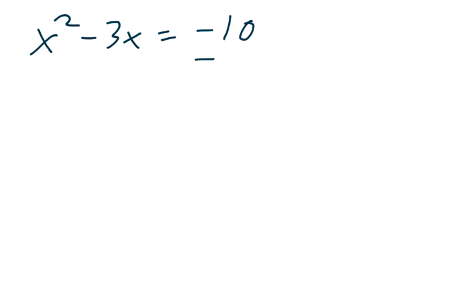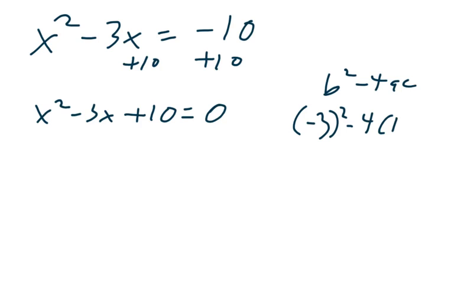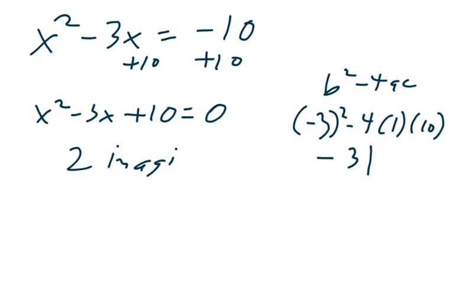Alright, we're going to do it one more time here. First thing I'm going to do is add 10 because when we're solving a quadratic, it's always wise to get 0 onto one side. So b squared minus 4ac, which is the discriminant, is negative 3 squared minus 4 times 1 times 10, which turns out to be negative 31. So we will get two imaginary answers.